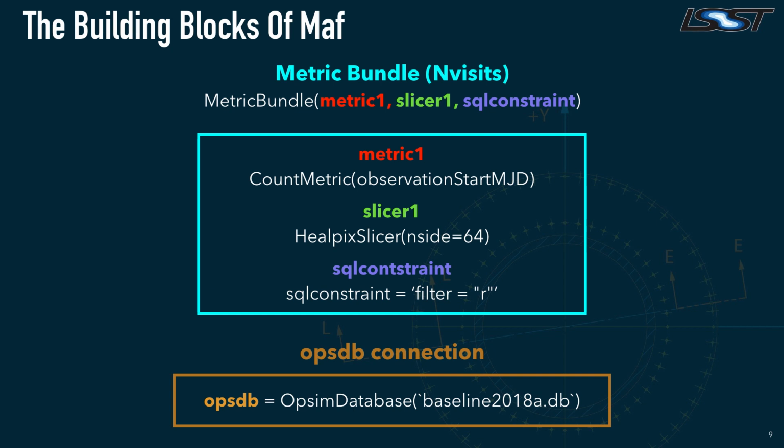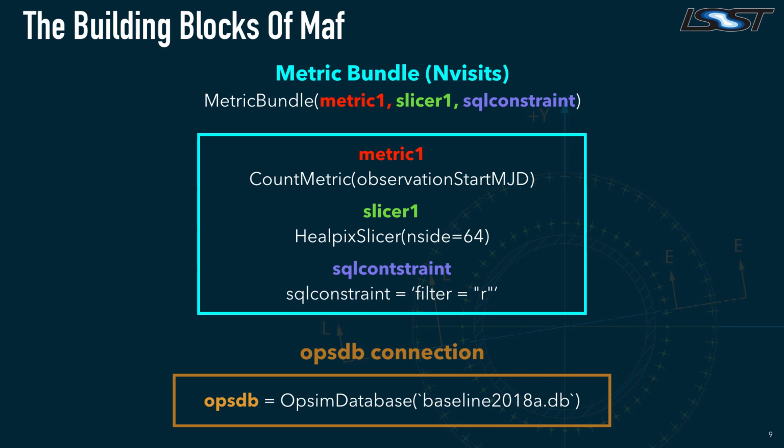And then we have this slicer. In this case, it would be a HEALPix slicer. Nside 64 is just setting the resolution of that HEALPix slicer. And then you have a SQL constraint. In this case, it would just be grabbing only the r filter. I purposely put a cyan box around those because all of those things go together, a metric, a slicer, and a SQL constraint, to become a metric bundle. And that's exactly how you'd see it if you were actually writing the Python code.